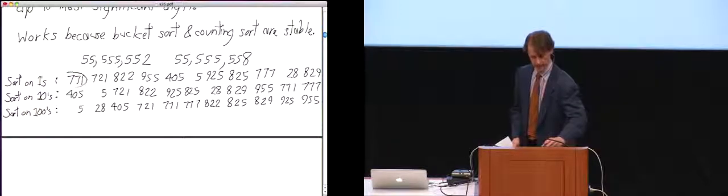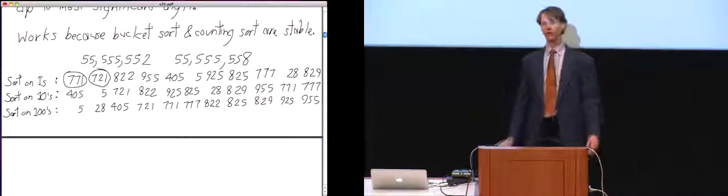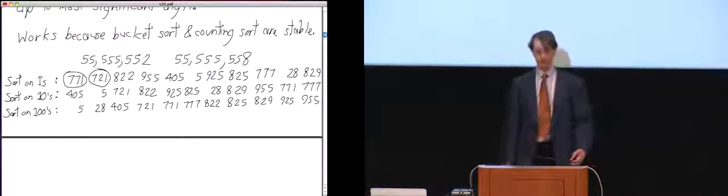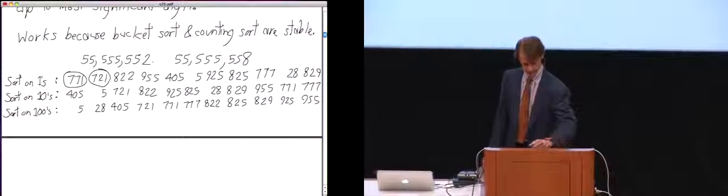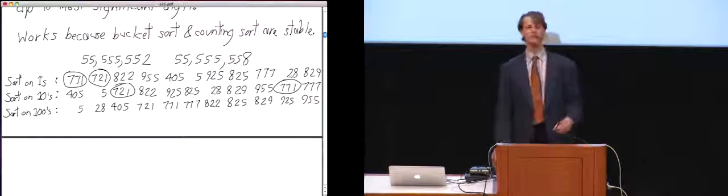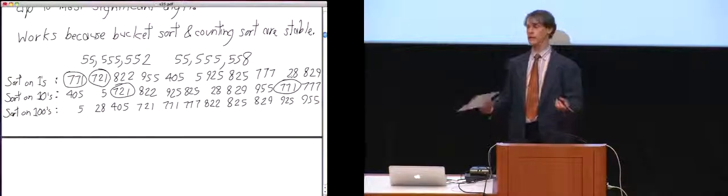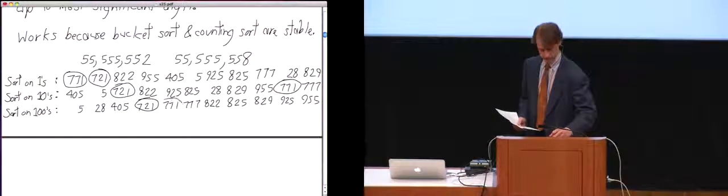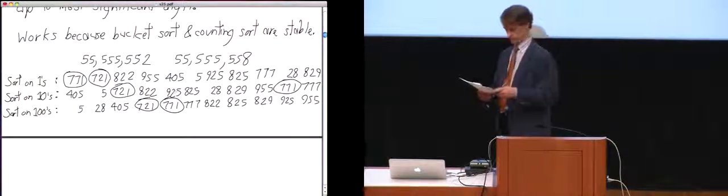Let's again look at a pair of numbers. 771 and 721 were initially in the wrong order. But after we sorted them on the middle digit, they wound up being in the correct order. And then when we sorted them on the first digit, they both have the same first digit, but the sort is stable, so they're still in the correct order. Any questions about that?